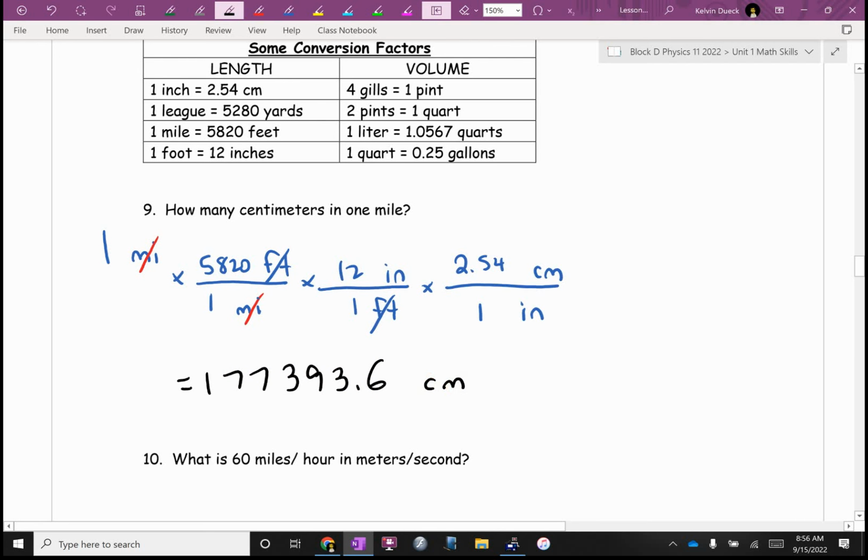1 mile is that many centimeters. What if they had said, instead of how many centimeters, how many, I don't know, decameters? Well, now that I've got centimeters, I can convert that to meters. I can convert that to whatever. So once I get it into any metric prefix, I can go from there into any other metric that I need to in one step.